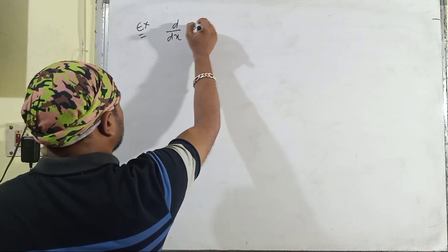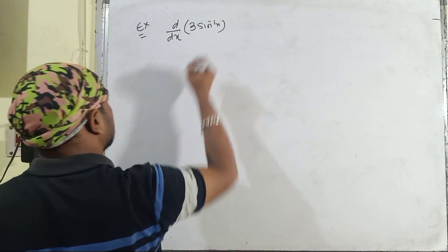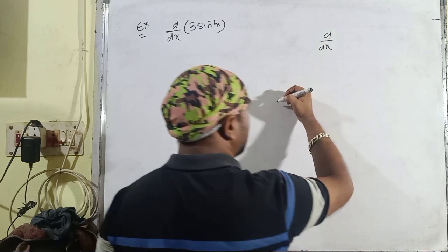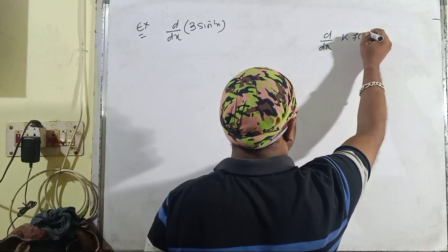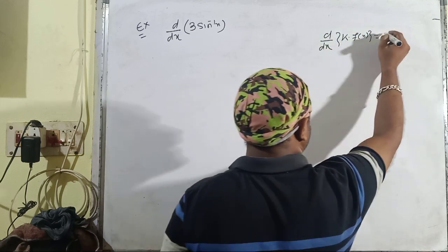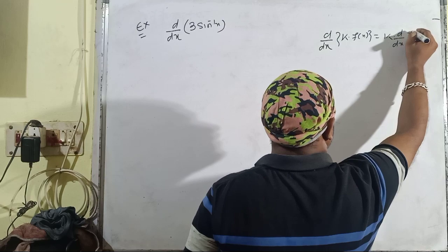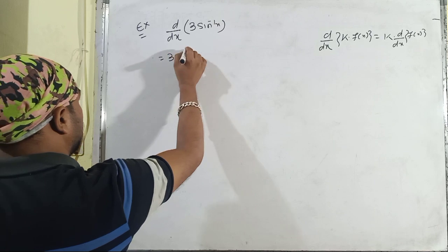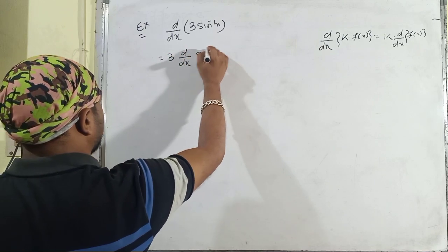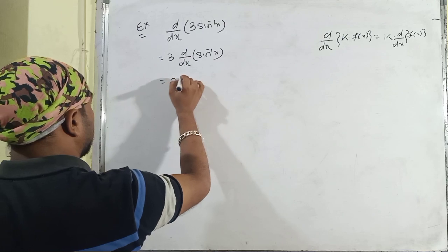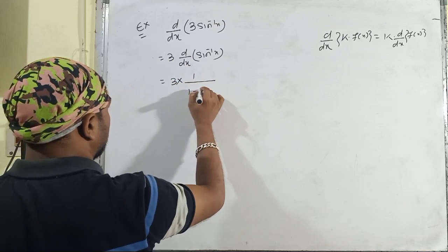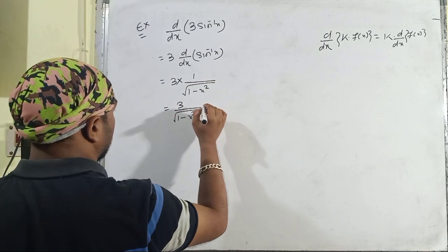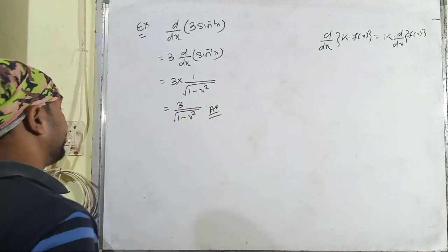Differentiation of 3 sine inverse x. First of all, you have to apply the algebra of derivatives: differentiation of k times f of x, where k is a scalar, is k multiplied with differentiation of f of x. By applying this here, we have 3 multiplied with differentiation of sine inverse x, then it will be 3 multiplied with 1 upon square root of 1 minus x square, and here is the answer.